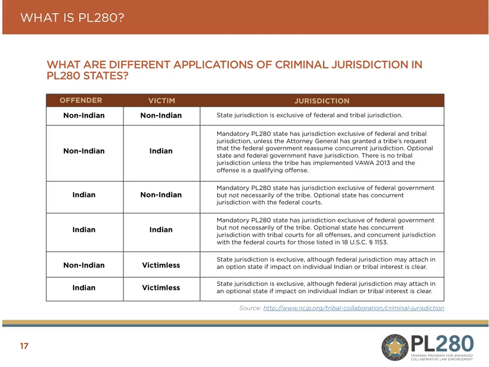Code. If the offender is non-Indian, and there is no victim, then state jurisdiction is exclusive, although federal jurisdiction may attach in an optional state if impact on individual Indian or tribal interest is clear. If the offender is Indian, and there is no victim, then state jurisdiction is exclusive, although federal jurisdiction may attach in an optional state if impact on individual Indian or tribal interest is clear.